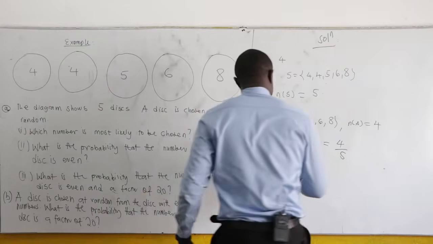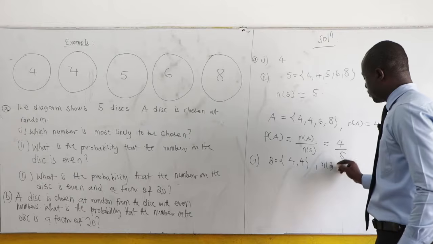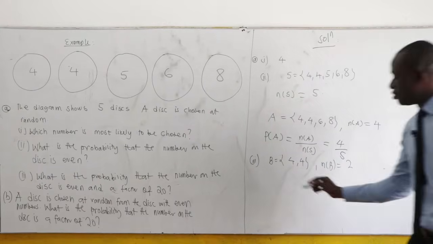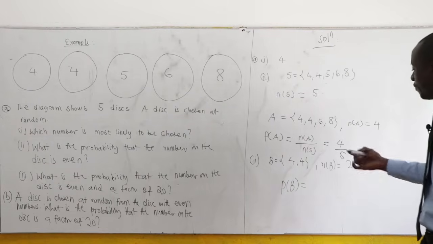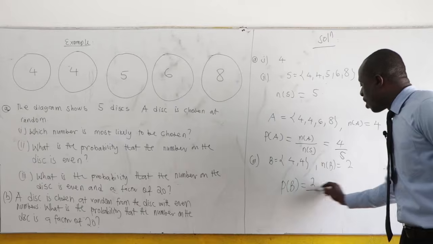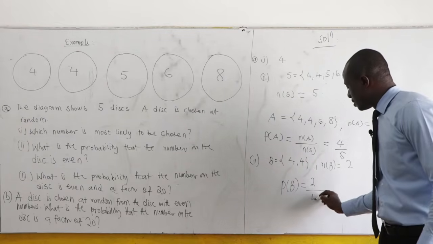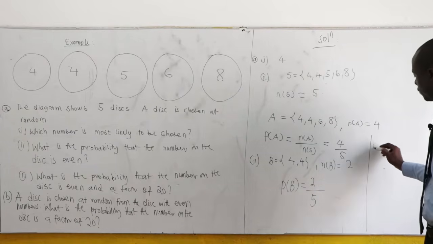So if B is denoting that particular event, what is the number of that particular event? This is 2: 1, 2. So the probability of that particular event will be what? Number of that event, 2, all over the total. How many disks? The sample space. That is 5. So we say 2 out of 5.